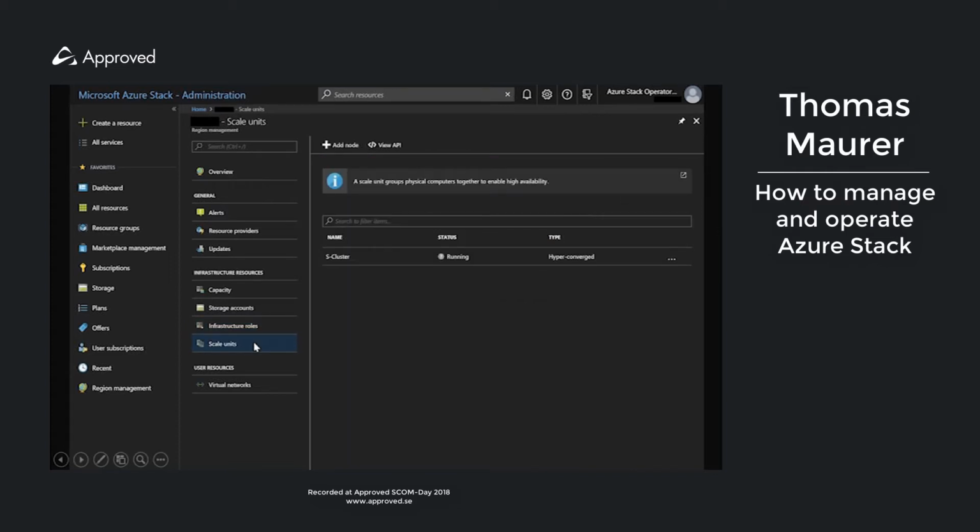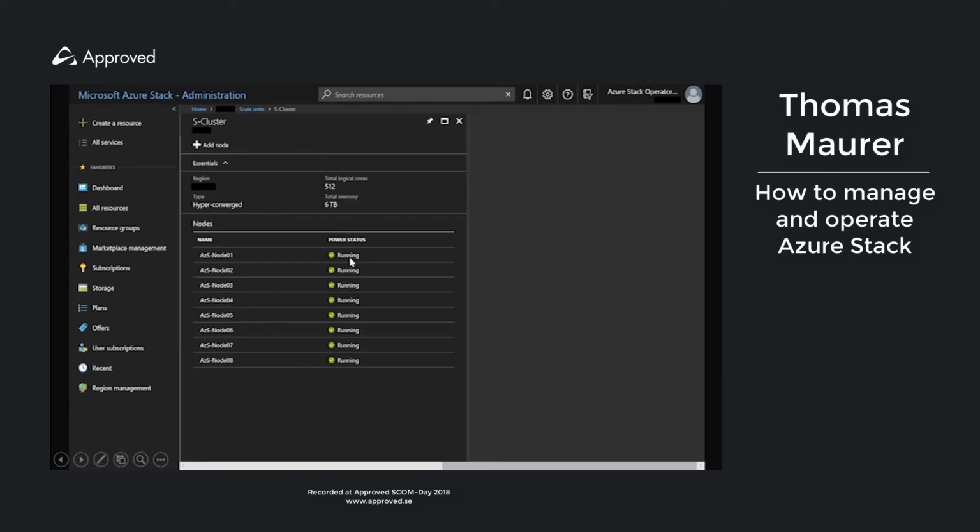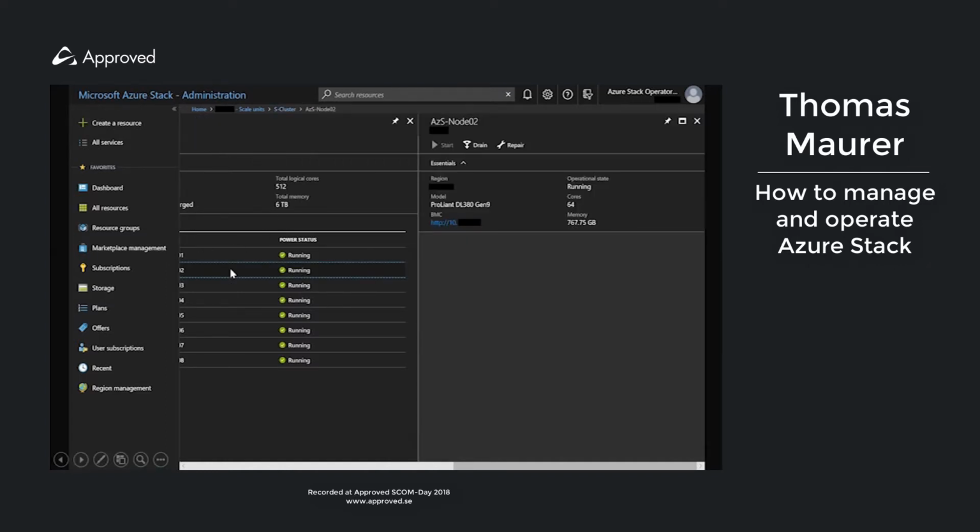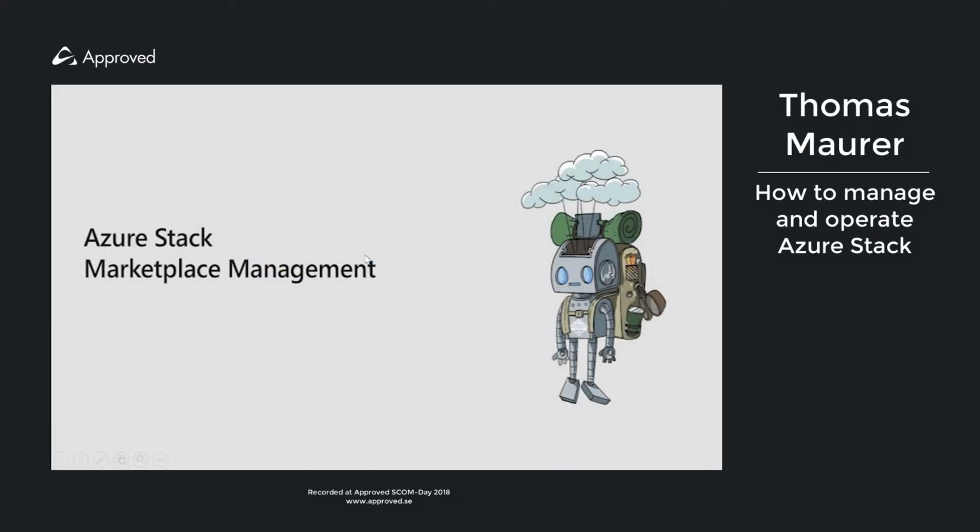And then we have the possibility to see a scale unit. Scale unit meaning that one rack I just showed you before a couple of times. If you click on that one, you can see that there are a couple of nodes. In that case, there are 8 nodes in it. And you can also click on a node, and then you can see some more information about the node. You can also drain the node, or you can just say repair. Repair is basically reinstall it automatically. So that's the portal in terms of administration of the hardware.